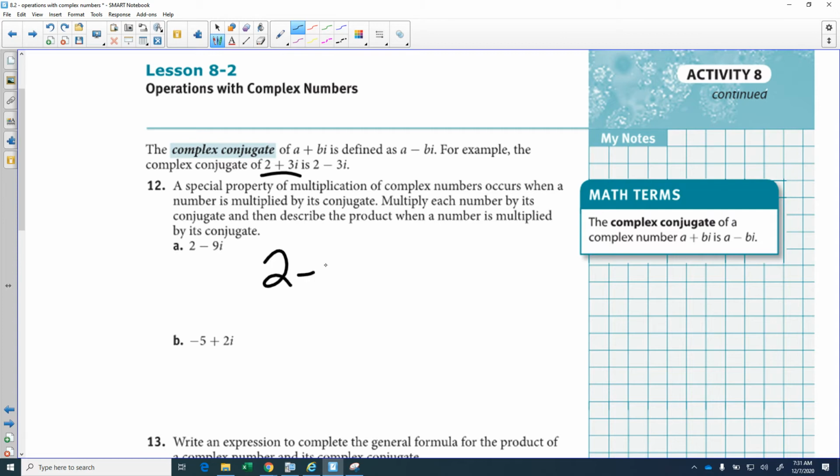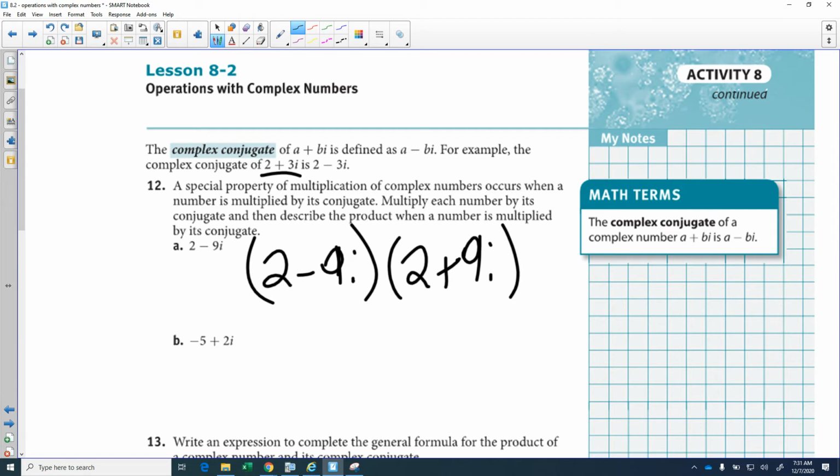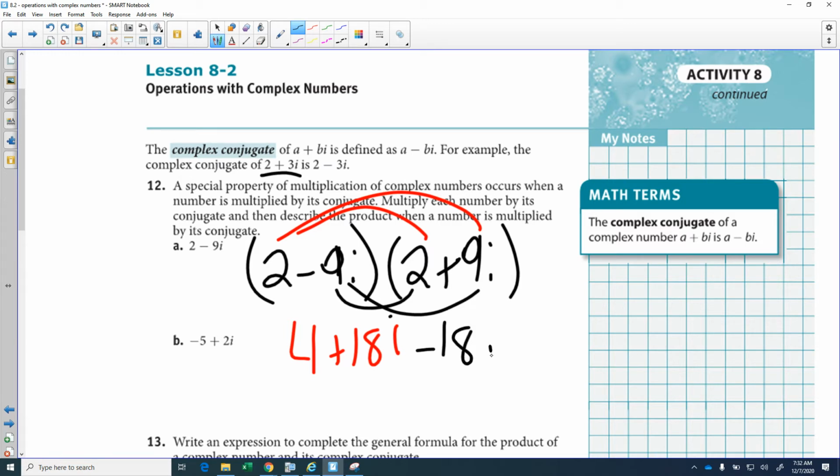Let's see what happens when I actually work that out. If I were to take 2 minus 9i and multiply it by its conjugate, which is 2 plus 9i, notice how all I do is flip the operation. If I multiply this out, something very interesting happens. We multiply the 2 through to get 4. 2 times 9i is positive 18i. Then we multiply the negative 9i through. Negative 9i times 2 is negative 18i. Negative 9i times positive 9i is negative 81i squared.